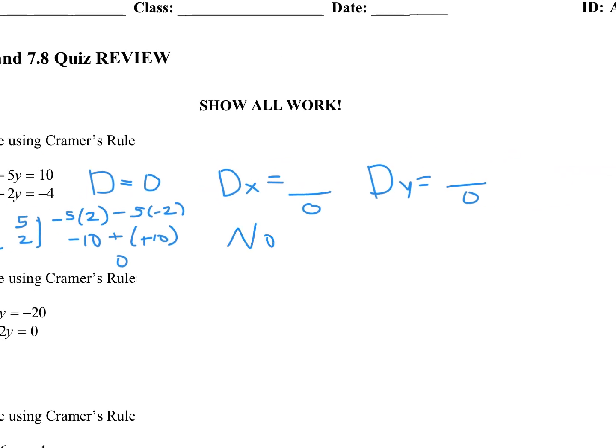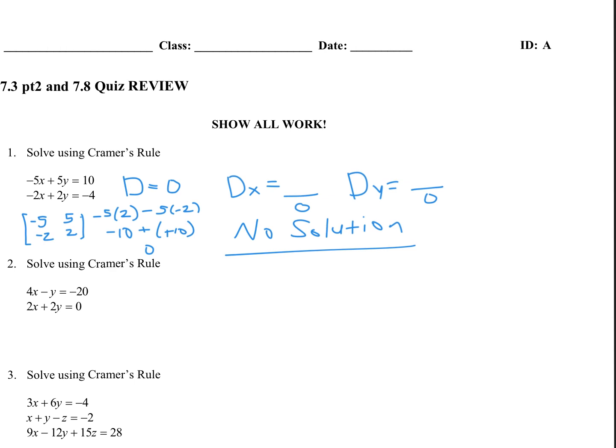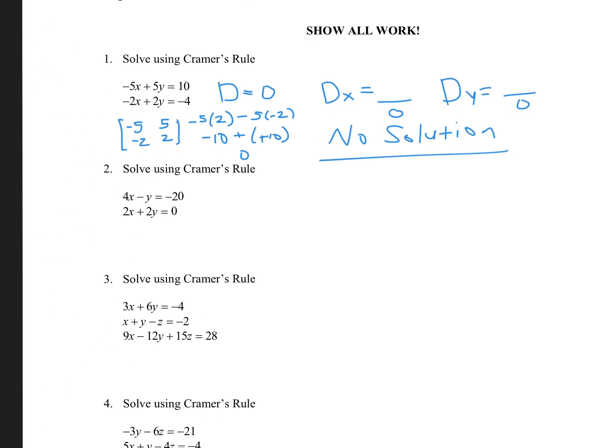No solution. Whenever you work out a Cramer's rule problem and you get the initial determinant, which is just the coefficient matrix, to be 0, then you already know it's no solution. Now you could check using substitution or elimination, but you can see that there's no solution. So you would do the same thing with number 2.